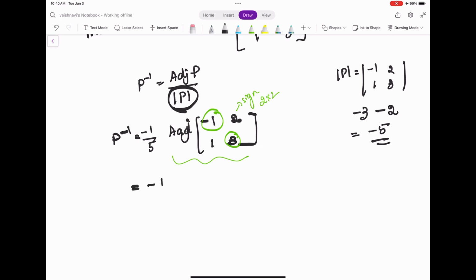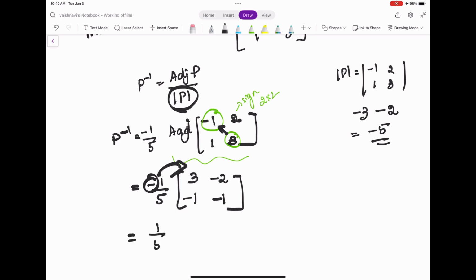So let us do that. It is minus 1 by 5. What you have to do is interchange the diagonal elements, right? It is 3 and minus 1, and you have to change the signs of the rest of the elements. This is minus 2 and minus 1. So now it is very easy for us to find. I will not solve it, I will keep it as it is, then we will do it in the further steps.